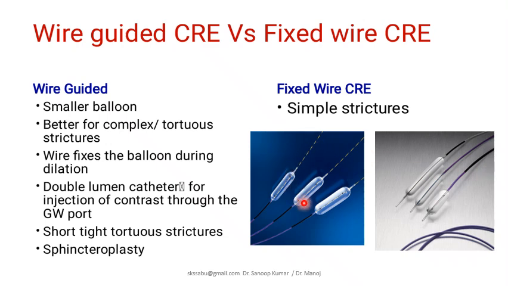The wire guided one will have a double lumen catheter for injecting the contrast material through the guide wire port also. And it can be used for tortuous strictures or for sphincteroplasty also. It can also be used in biliary cases. We use this wire guided one. So this simple concept we should remember.